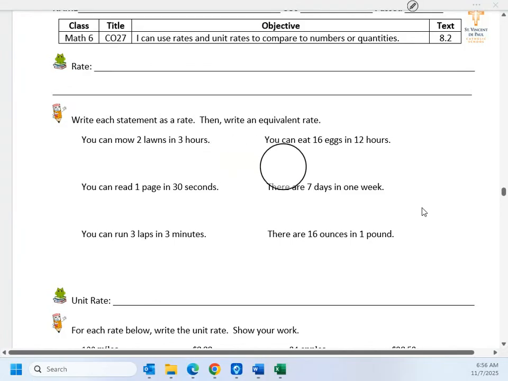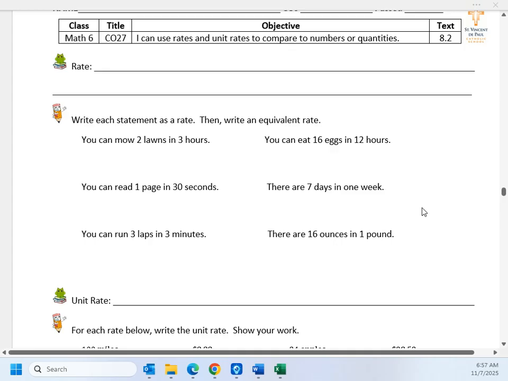Okay, today we're working on CO27. I can use rates and unit rates to compare two numbers or quantities. So we're going to use what we know about ratios, and now we're moving into unit rates. So it's building off of those ratios.